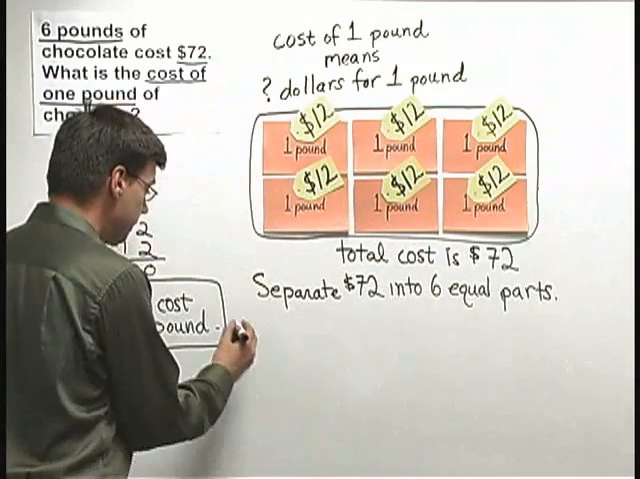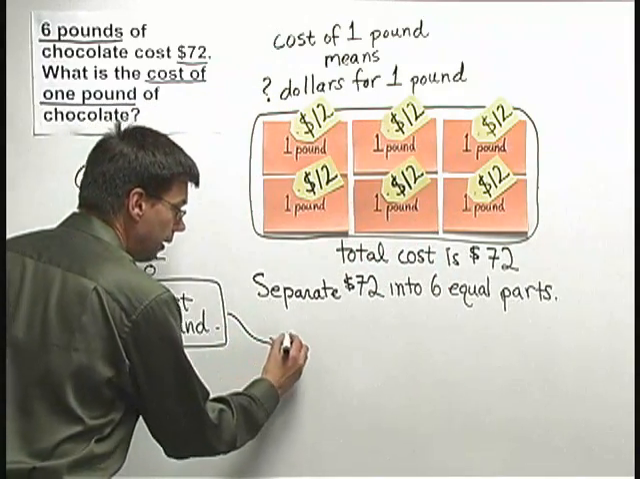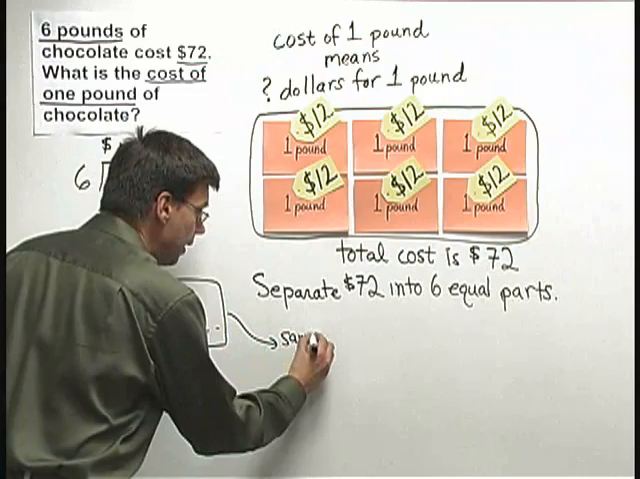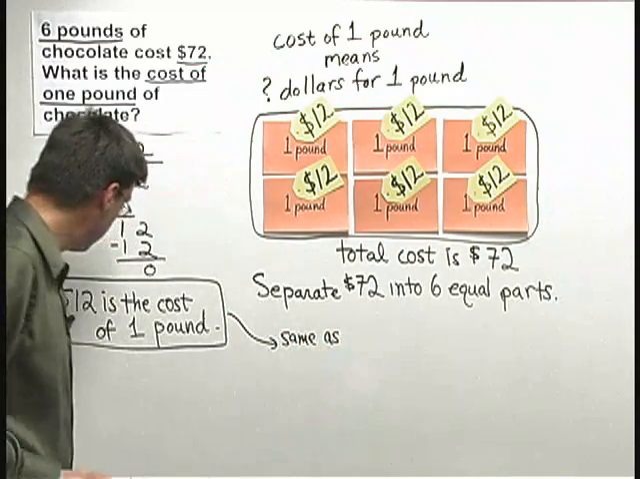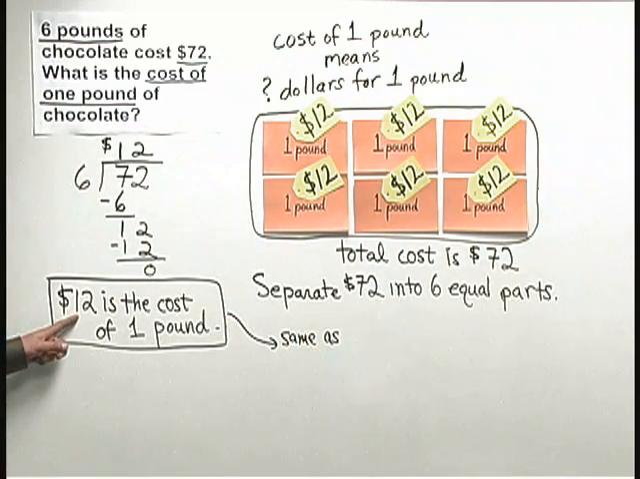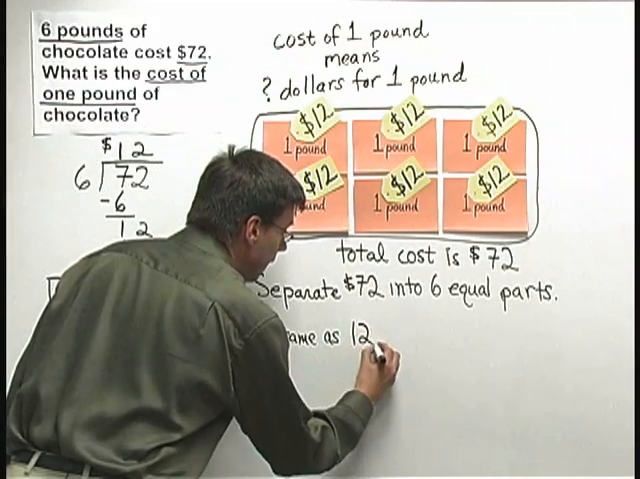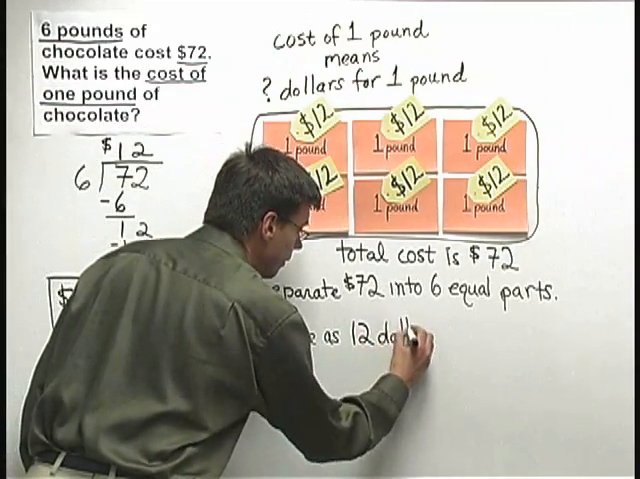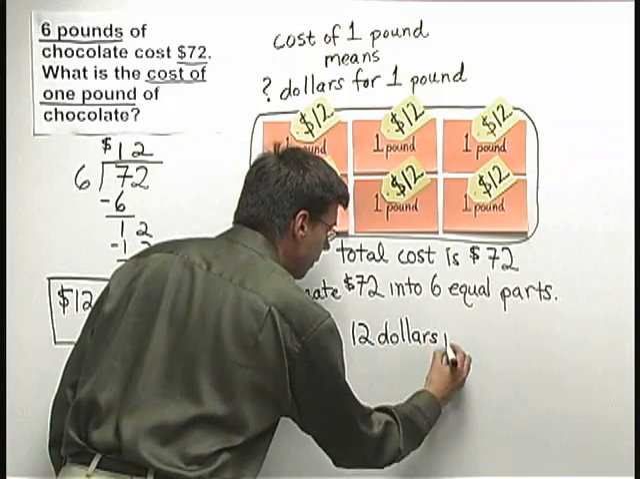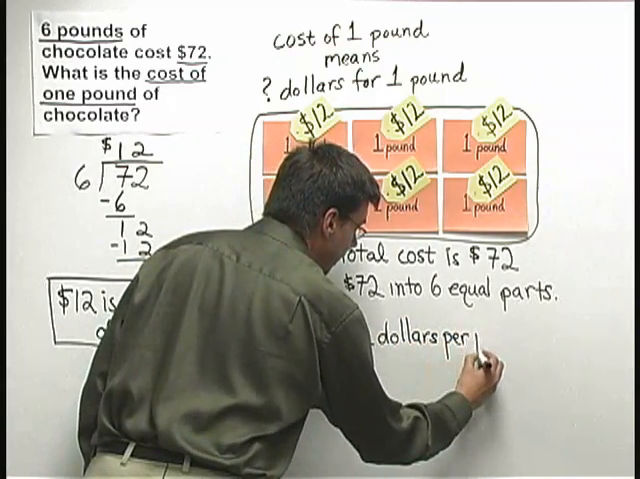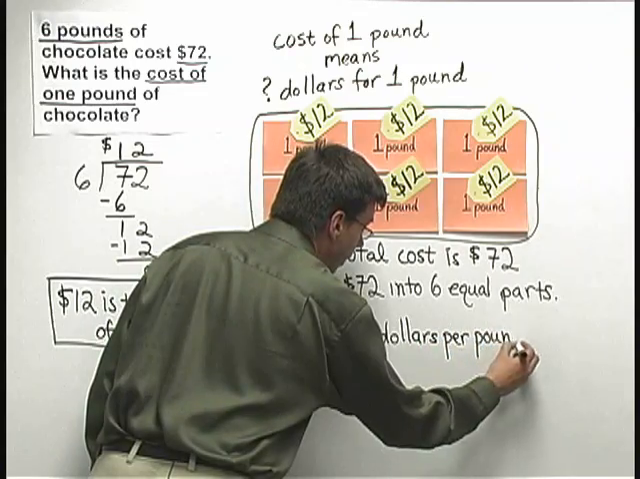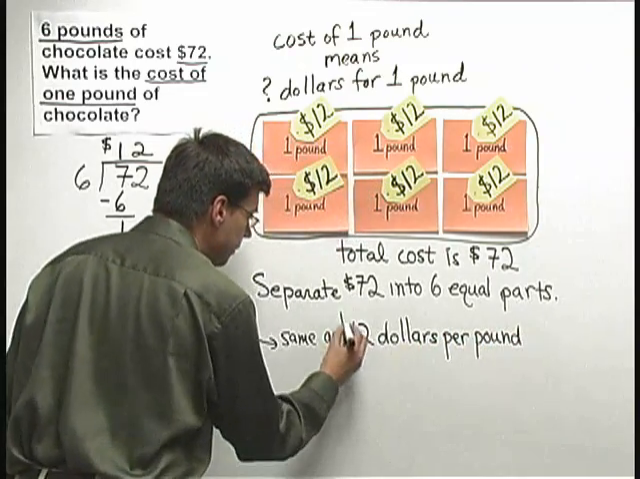Another way we could express our answer with other words that mean the same thing is, we could say the cost of chocolate is $12 per pound. We can express the answer to this problem as a rate.